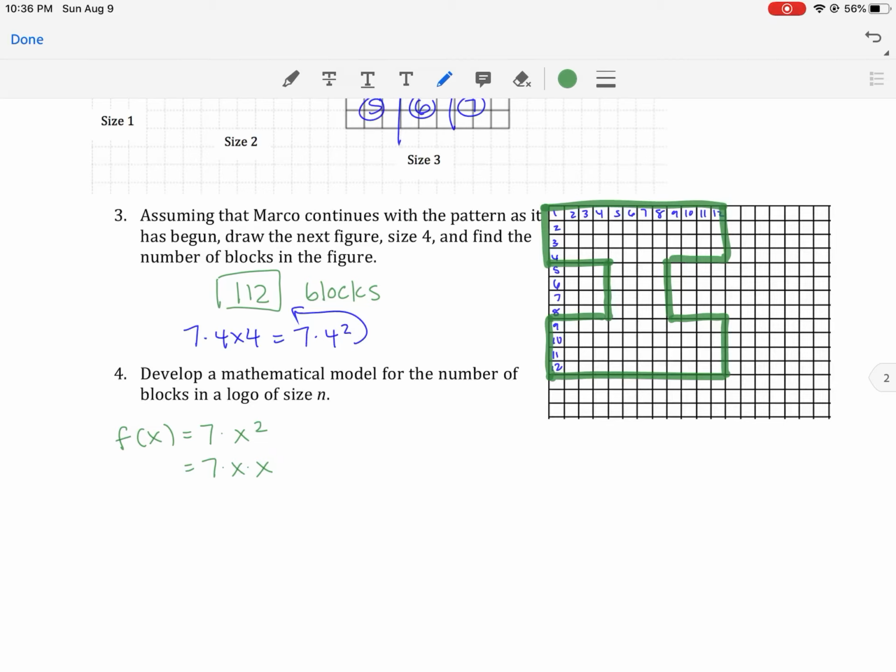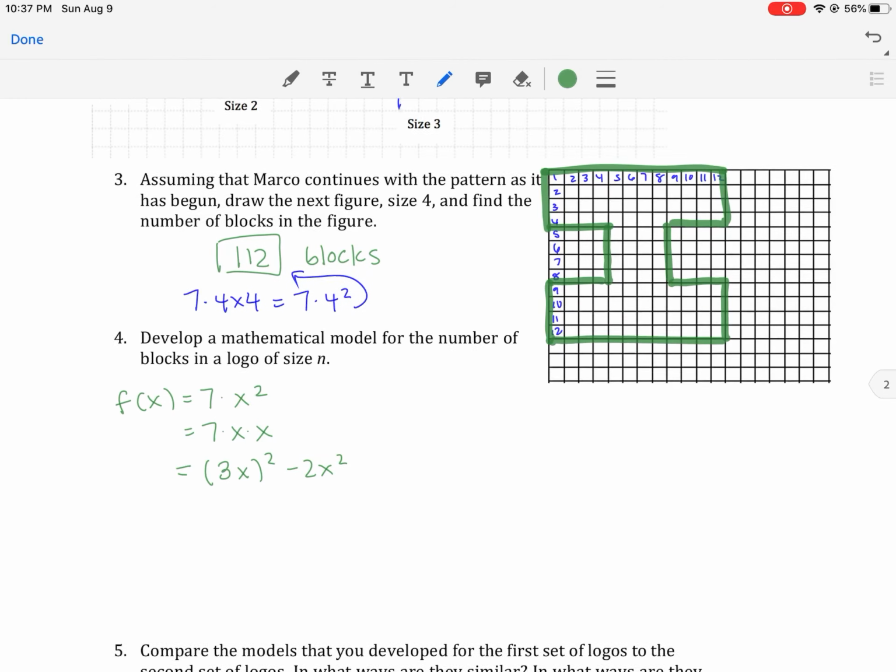You could also see it as a bigger square with some taken out of it, right? So just be aware, there's another formula I came up with that was like 3x squared minus 2x squared. Those are actually all equivalent.